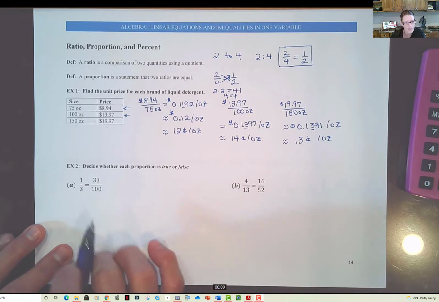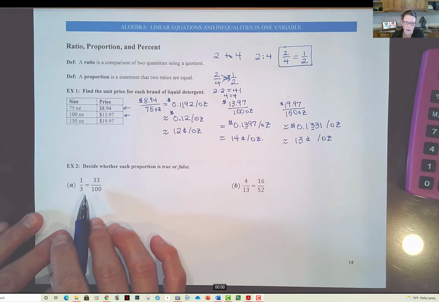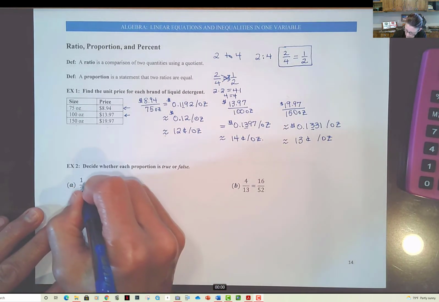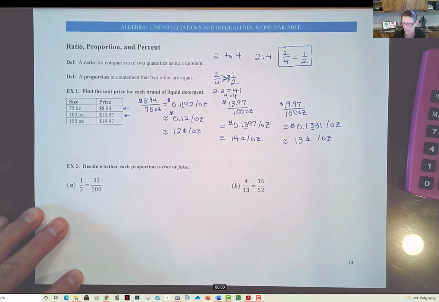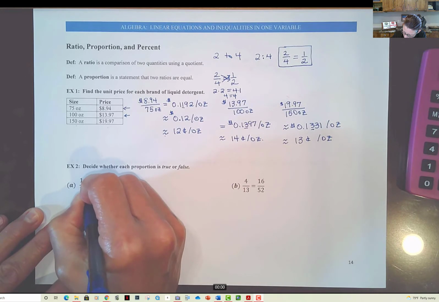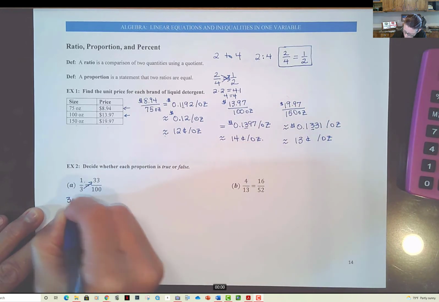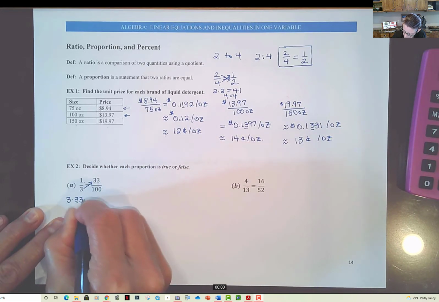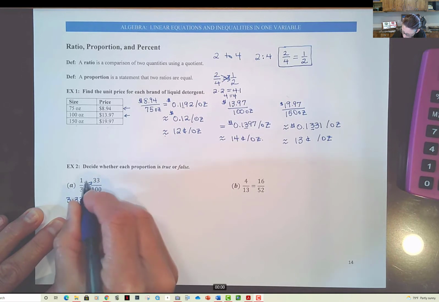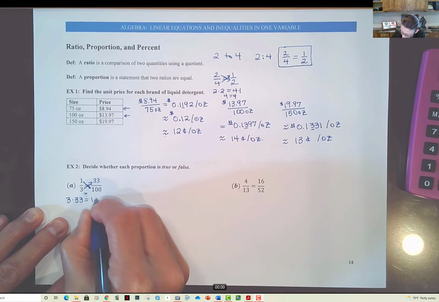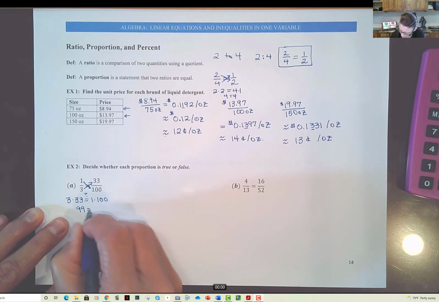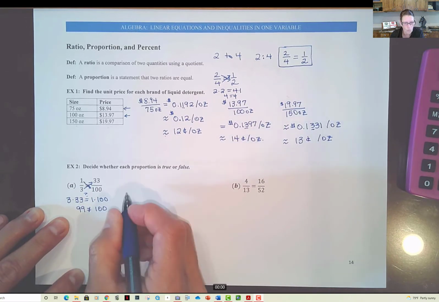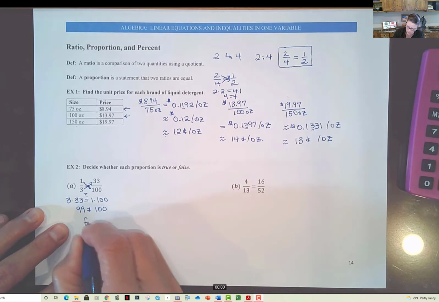Now, as we look down here in example 2 part A, this is not going to be a true statement because 1/3 is not equivalent to 33/100. It's really close, but not exact. If we look at also the cross products, 3 times 33, is that equal to 1 times 100? No, that's not true. 99 is not equal to 100, so this is a false statement.